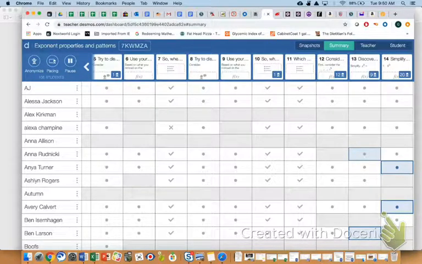Not good. Not good on 5. Not good on 5. Okay. Correct? Yes. 5 is correct. All correct.